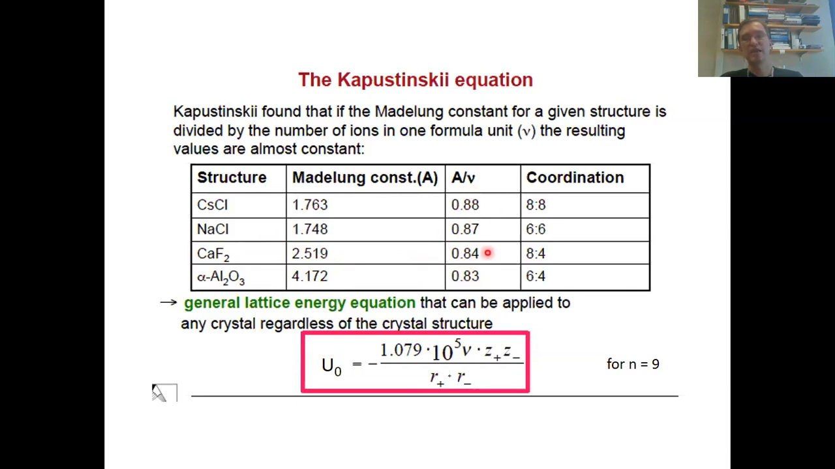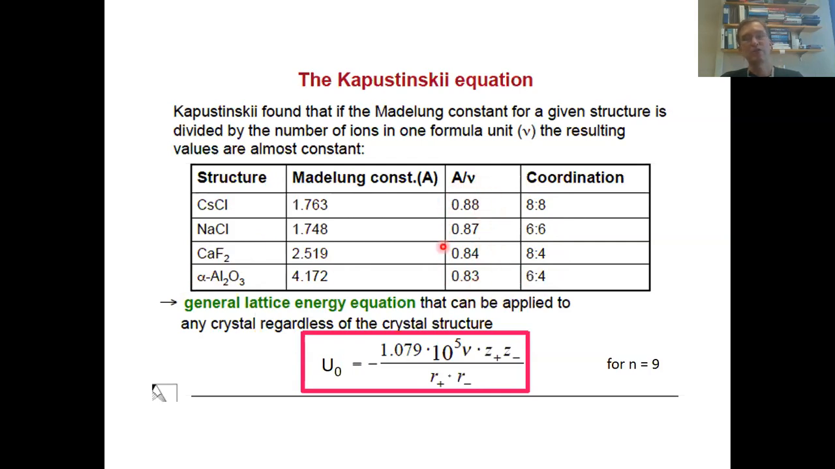You see, however, that the exact value again depends a little bit on the coordination. In cesium chloride, we have an 8-8 coordination. In sodium chloride, it's 6-6. In calcium fluoride, it's 8-4. And in aluminum oxide, it's 6-4. So you see again that there is some weak trend: as we go to lower coordination numbers, the values tend to decline a bit, but only a little bit.